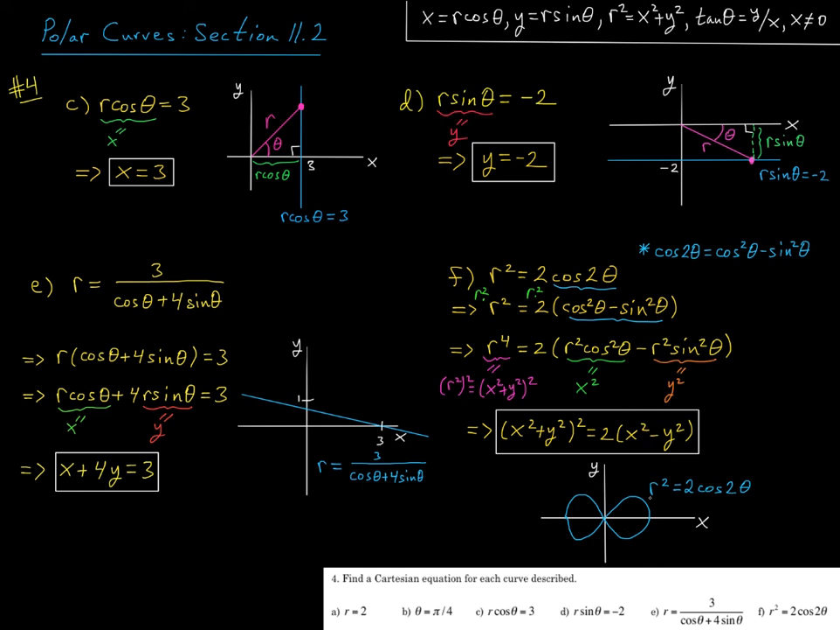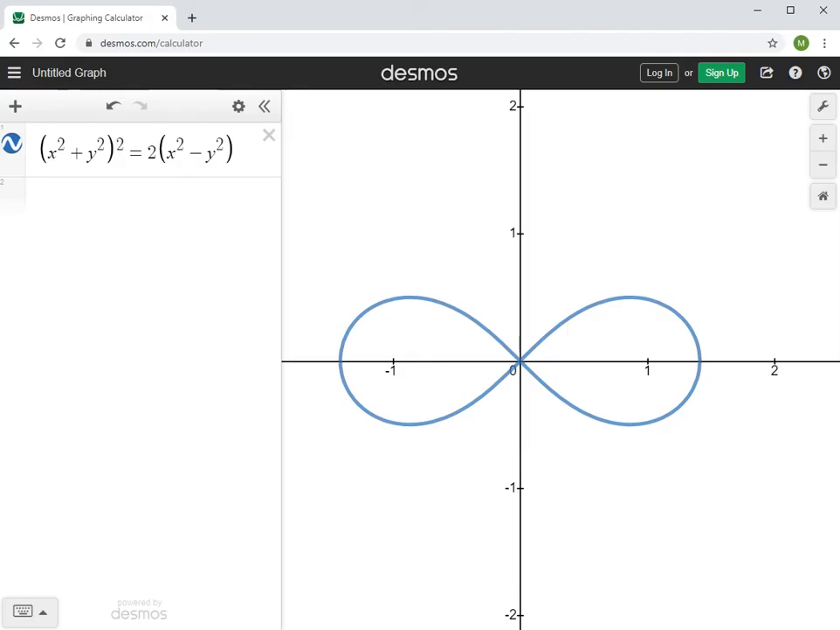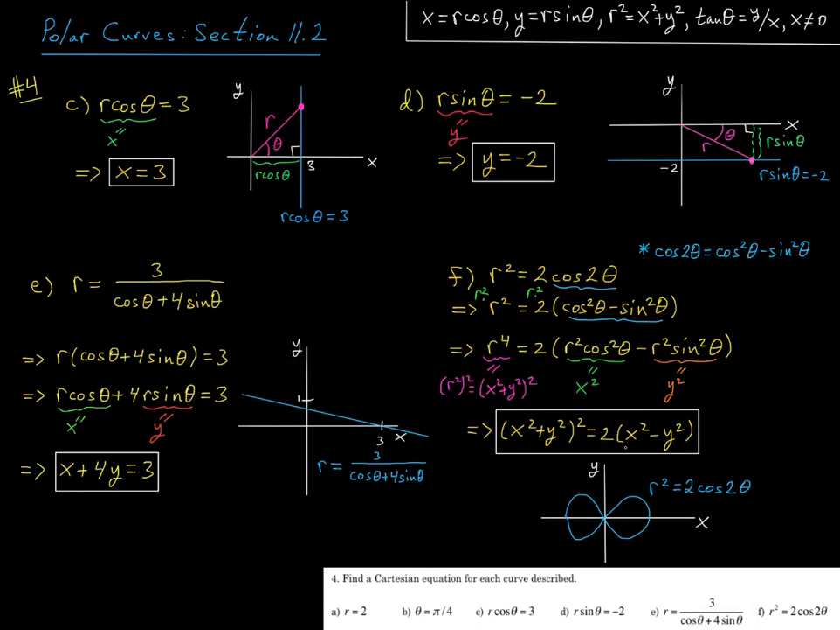All right, now this is a fairly complicated curve. This is this figure 8 curve known as a lemniscate. You can see it here on Desmos. And in this case, both the Cartesian and the polar equations are rather complicated. But I guess that's not entirely surprising given that the curve itself is rather complicated.